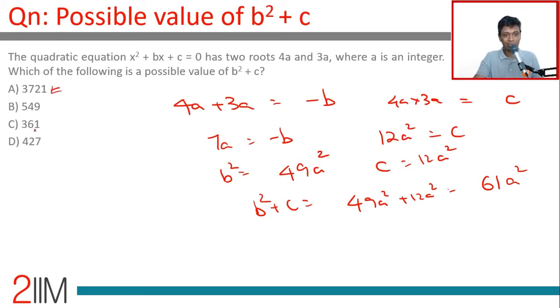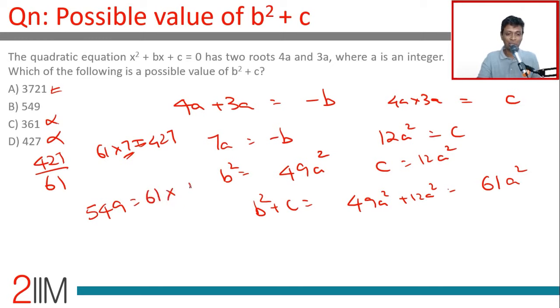And so 61 into a square cannot be 361. 361 is not a multiple of 61. 427 by 61. 61 into 7 is 427. It's a multiple, all right, but into 7. 7 is not a perfect square. This doesn't work. 549 is 61 into 9. This works. 9 is a perfect square. A could be 3. This is a possible value.